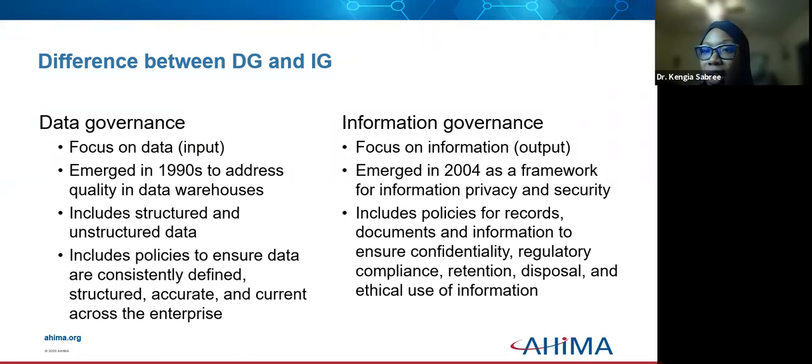When we look at information governance, it focuses on output. What are examples of output? That's going to be your release of information, retention and disposal policies, documentation requirements, legal holds, regulatory compliance, records management, ethical use of information, and intellectual property ownership. Information governance emerged in 2004 as a framework for information privacy and security. It includes policies for records, documents, and information to ensure confidentiality, regulatory compliance, retention, disposal, and ethical use of information.